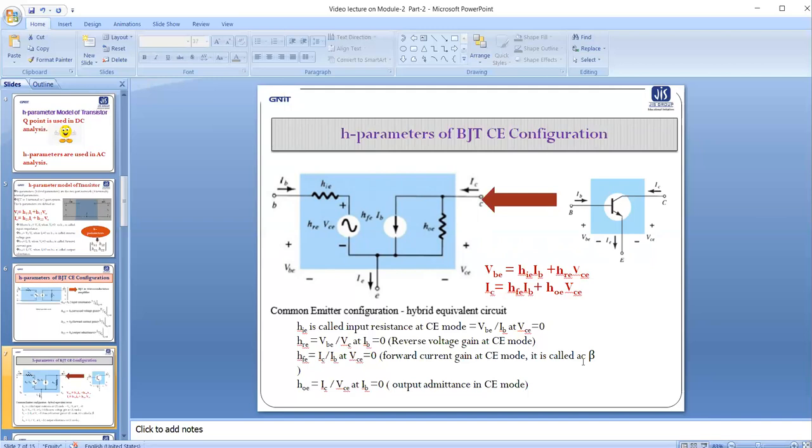One is beta, which equals capital Ic by Ib when we are dealing with the biasing circuit, but hfe is the AC beta. Normally, during the fabrication of the BJT, the hfe is mentioned. So conventionally, we are taking hfe equal to the DC beta also to avoid any complexity. However, hoe is called the output admittance in the CE mode.